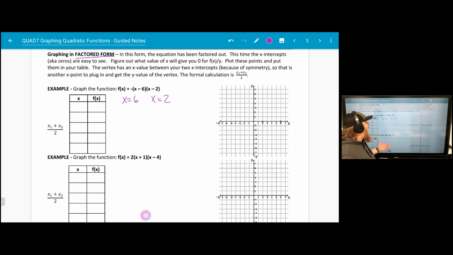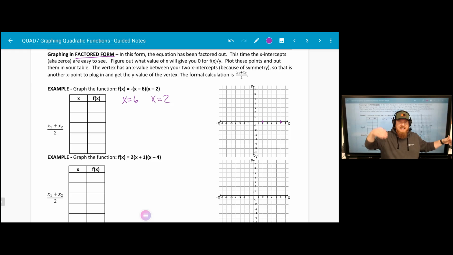Those are our intercepts. Halfway in between, what's halfway in between 2 and 6? Because that's our x coordinate, right? Halfway in between 2 and 6 happens to be 4. Our x coordinate of the vertex is 4, because what we do is the first solution plus the second solution divided by 2. 6 plus 2 is 8. 8 divided by 2 happens to be 4. So we've got the x coordinate of the vertex.